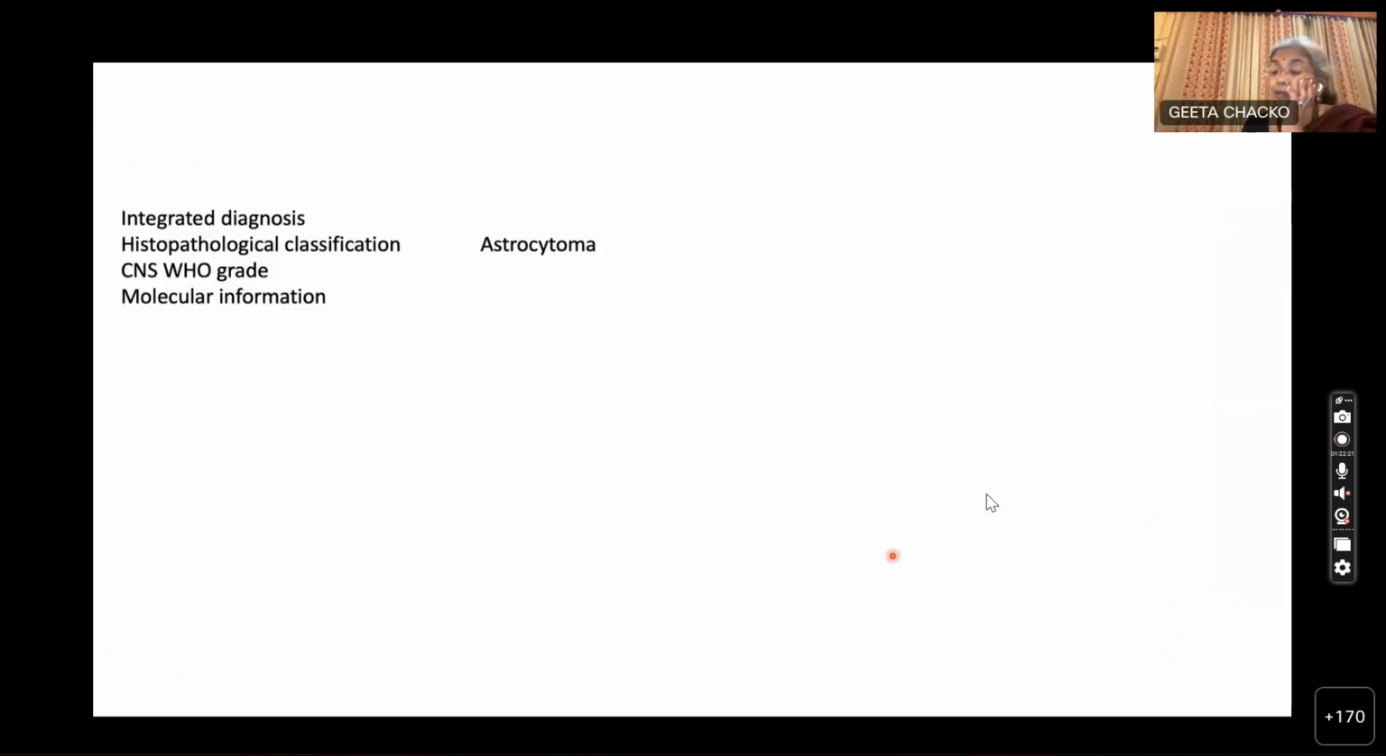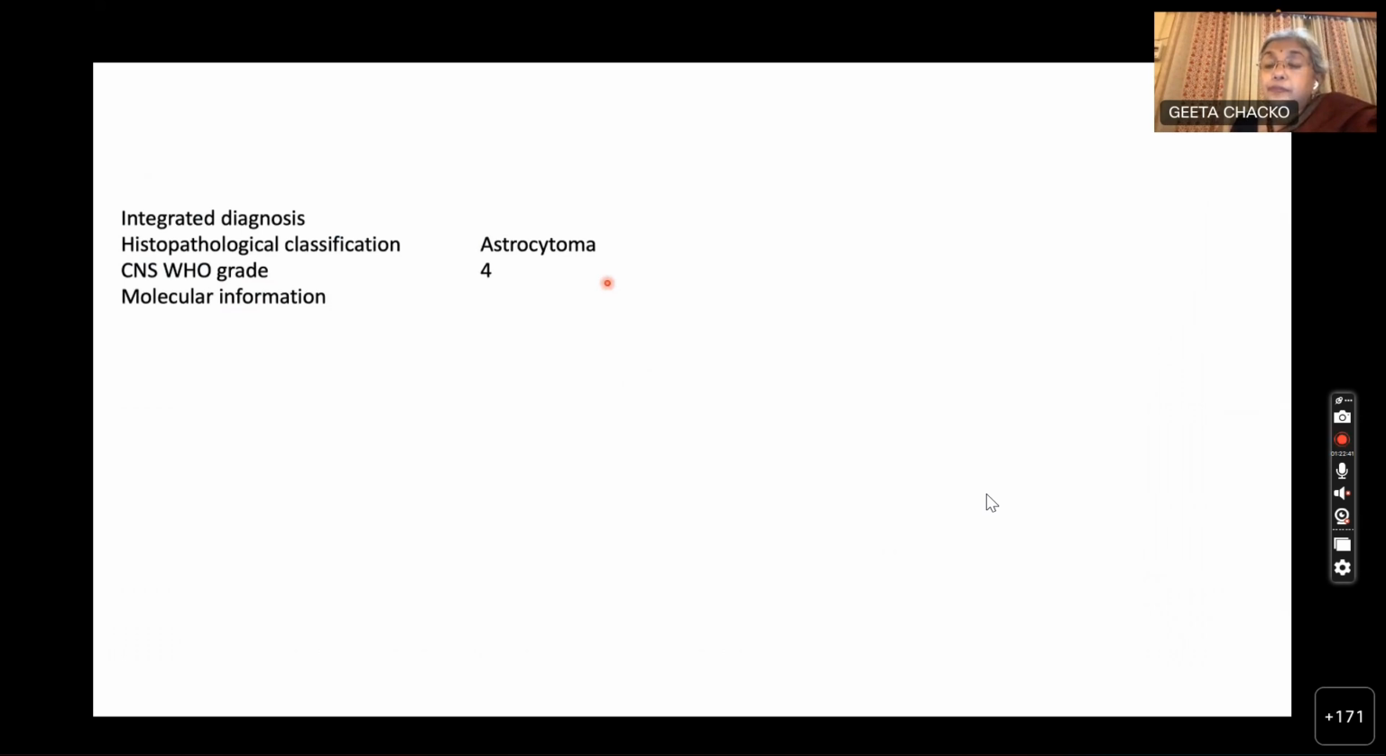So in this particular case, Burjesh, histopathological classification, it has an astrocytic morphology, right? Yes, ma'am. It's an astrocytic tumor. CNS grade is? Grade 4. Molecular information, what do you have?